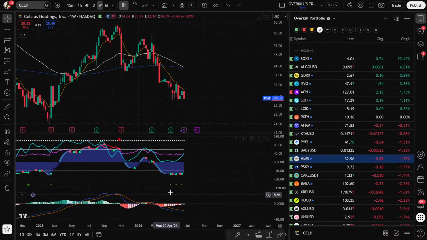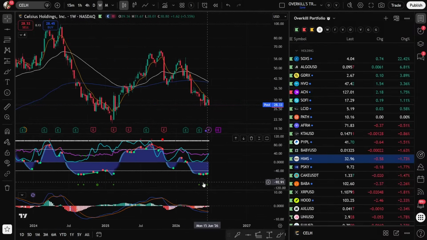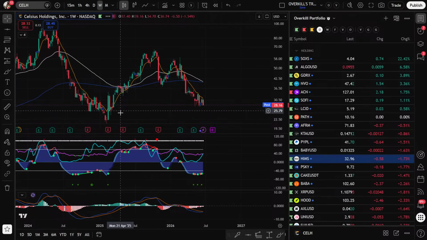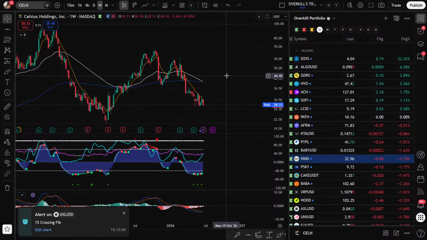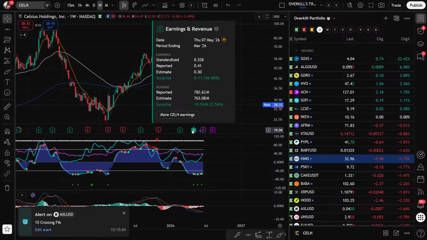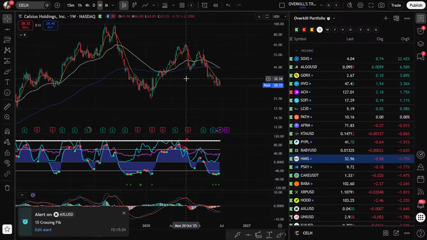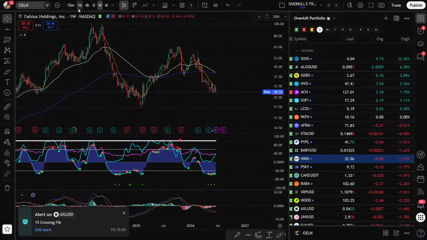CELH still looks really good. This is still one of my favorite trades. Again, you got green dots all over the place down here. Big sell-off here from 70 down here to 28. Sitting down here at the lows of 2024, 2025. Okay, $28 looks really good. These guys have really good earnings, and they're a growing company. So I like where it's sitting in regards to the 40-year. I think $28 looks like a really good price here for CELH. Looks good.